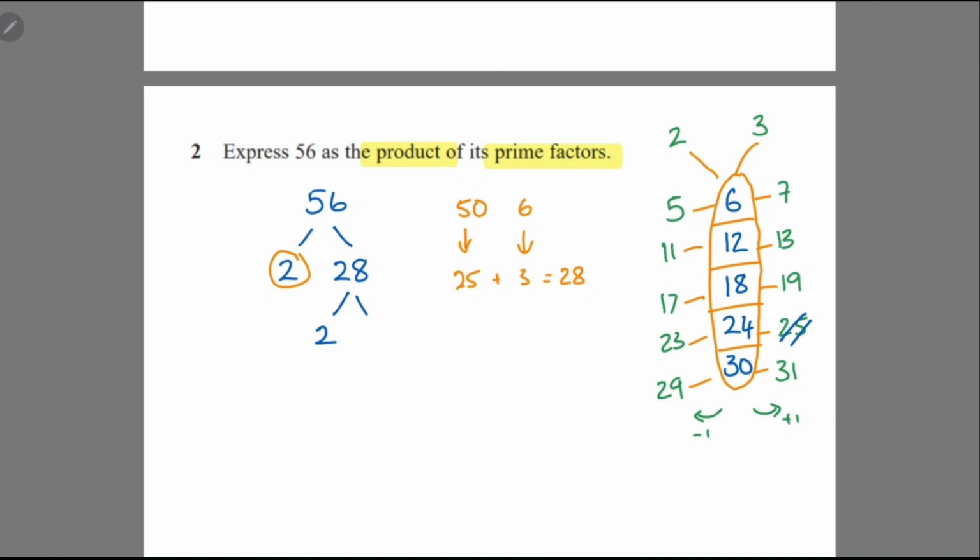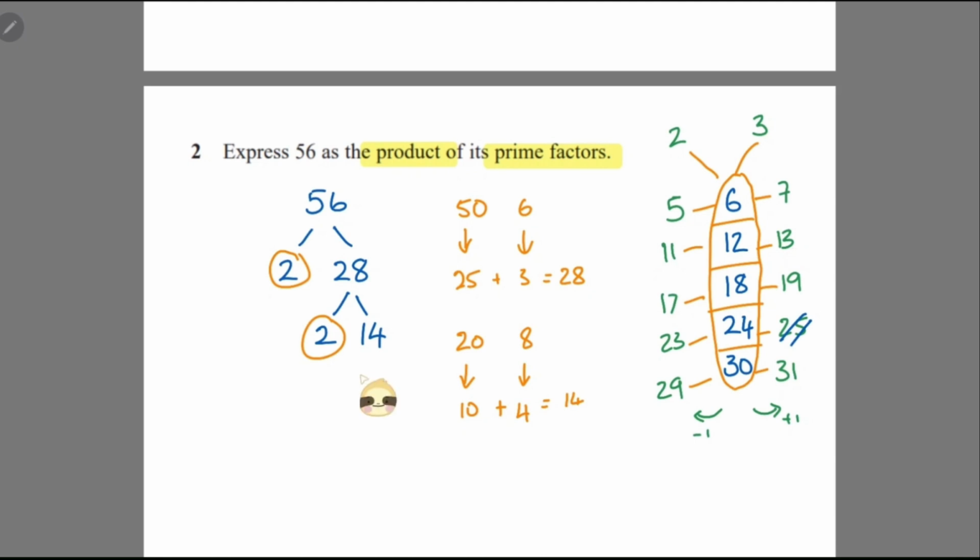If you don't know what half of 28 is, you can partition again, 20 and 8. Half of 20 is 10, half of 8 is 4. So half of 28 will be 14. Right, so we got 14 here. And I am going to circle my 2 because it's a prime number. We can see it in the list over here. 14 is obviously not prime because I'm looking at my list over here. You can see we've got 11 and the 13 and the 17. So 14 is not a prime number.